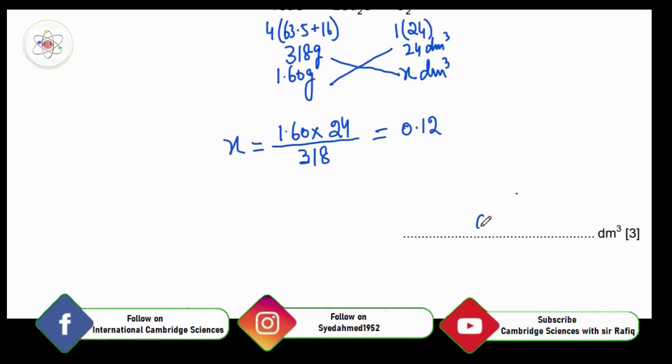So 0.120 decimeter cube was the volume of oxygen produced when we took 1.60 gram of copper oxide.